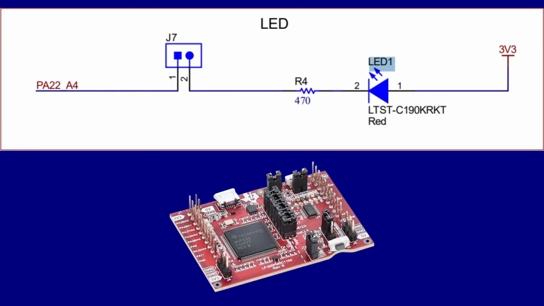According to the official schematic of the MSPM0-C1104, the cathode of LED1 is connected to I/O port PA22A4 through resistor R4, while its anode is directly connected to the 3.3 volt supply. This is why when the logic level on this port is high, the LED is off, and vice versa.